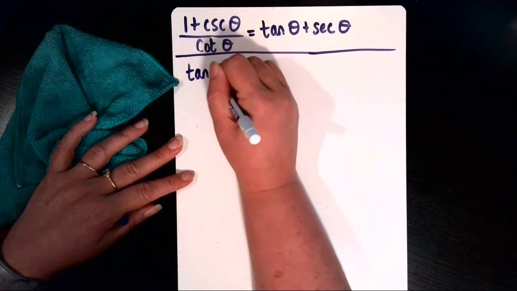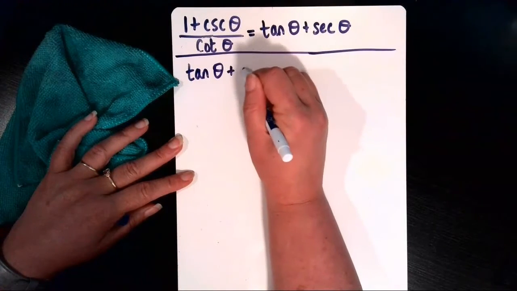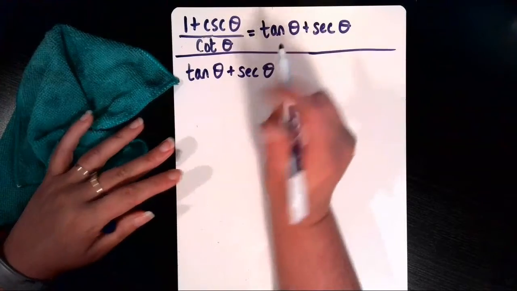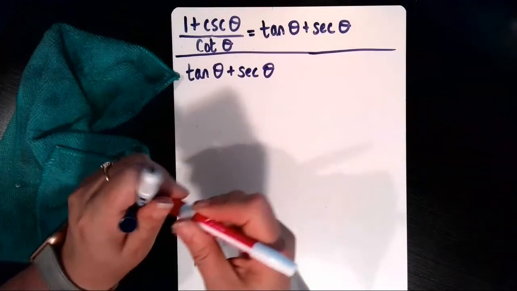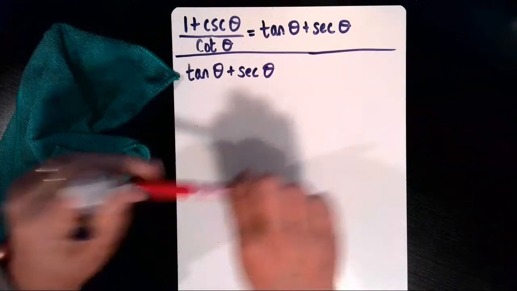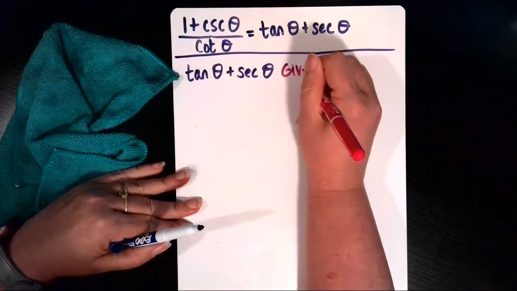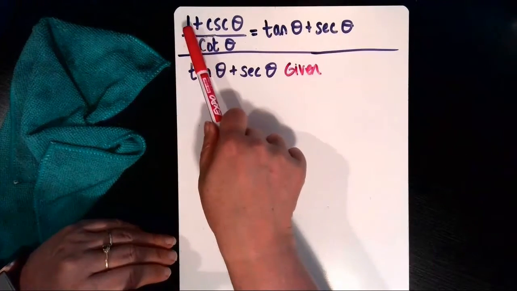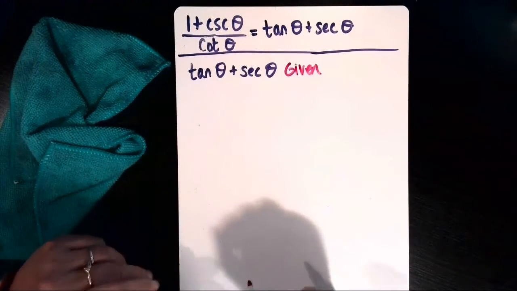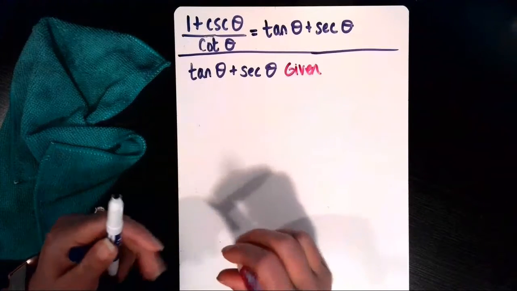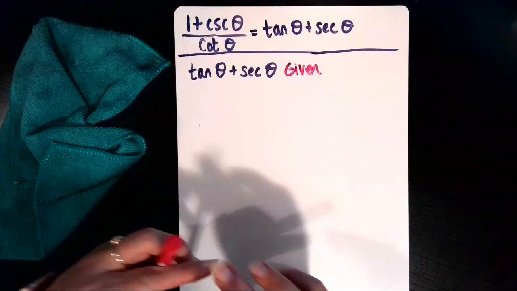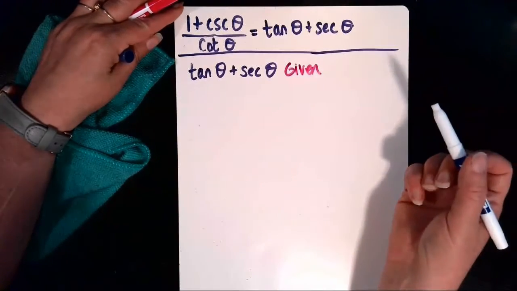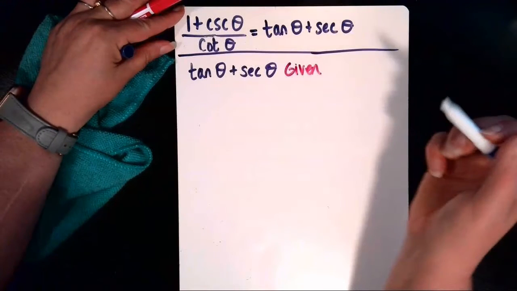Let's start with tangent of theta plus secant of theta as our given information. And then we'll show that it is equal to this 1 plus cosecant of theta all divided by cotangent of theta. So the first thing that we're going to need is a quotient identity.